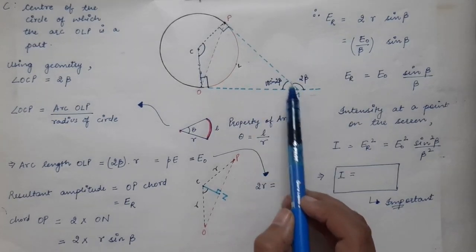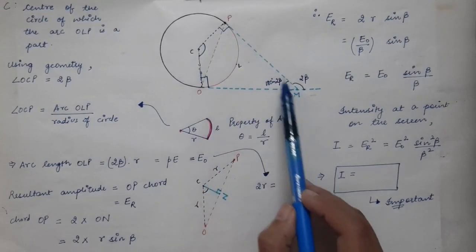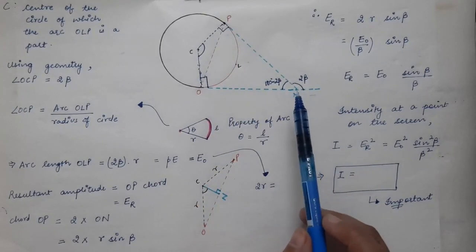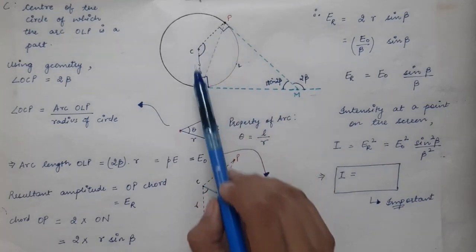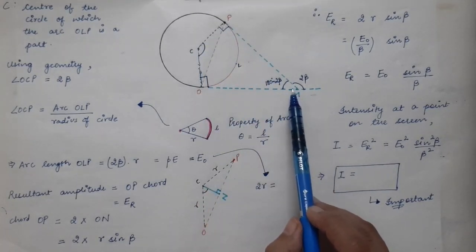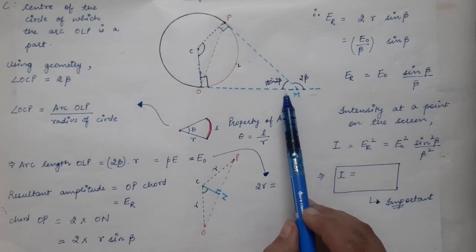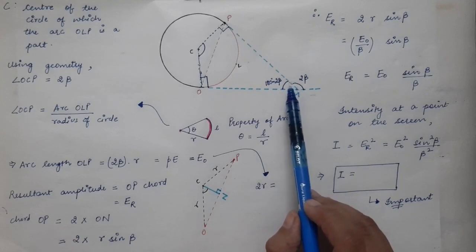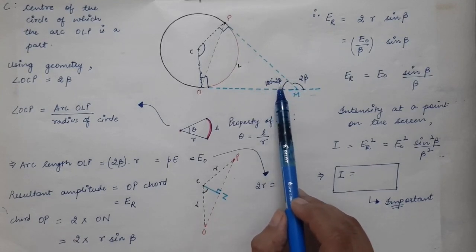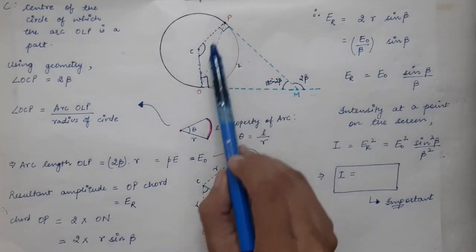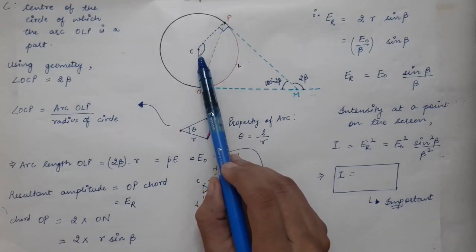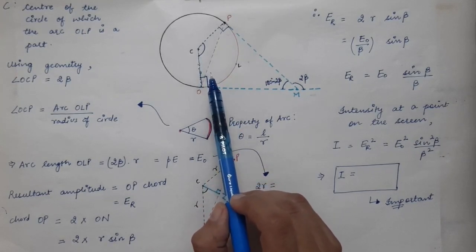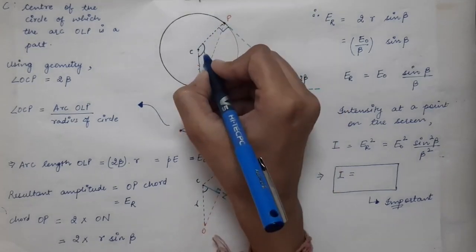Now in this quadrilateral, we know that the summation of all the internal angles in a quadrilateral is equal to 360 degrees. So 180 minus 2 beta, plus 90, plus this particular angle which we are going to find, should be equal to 360 degrees. From there you will find that this angle will be equal to twice beta.